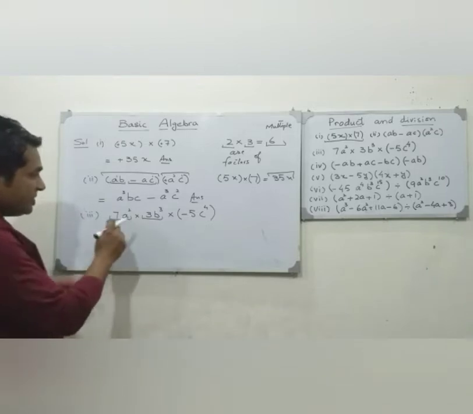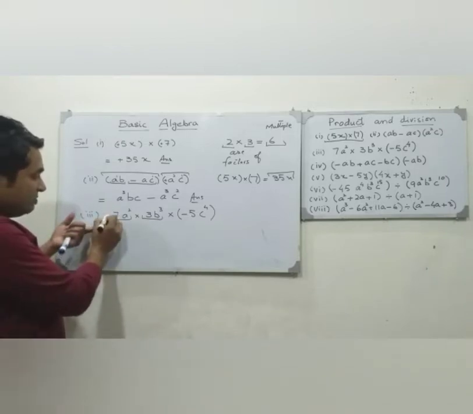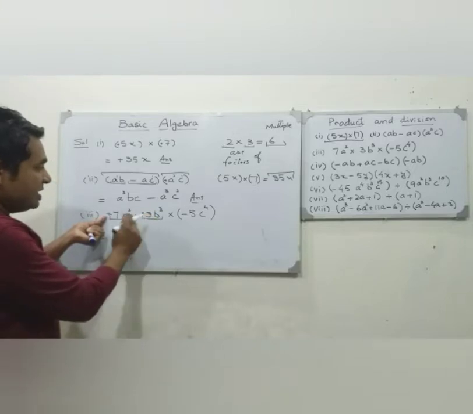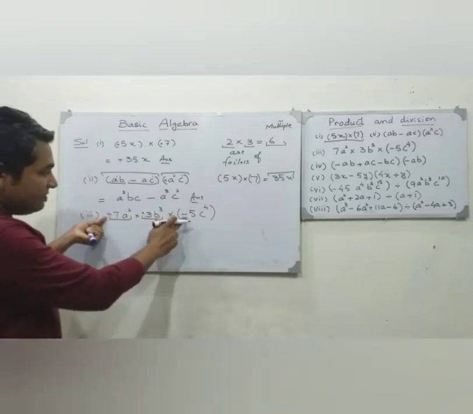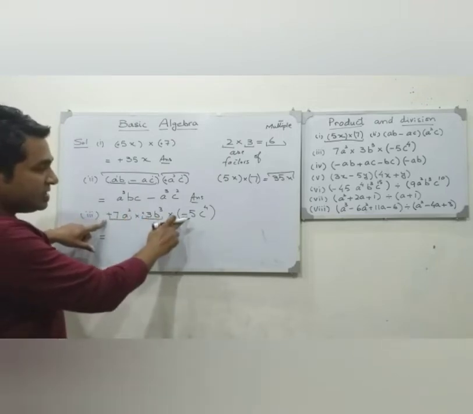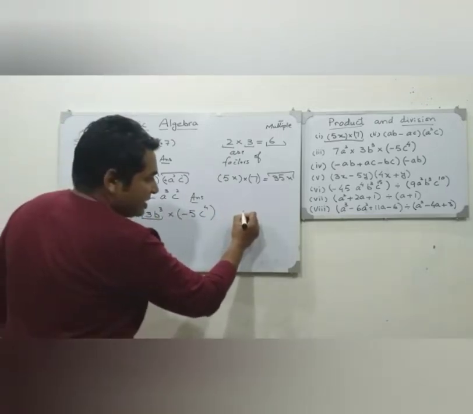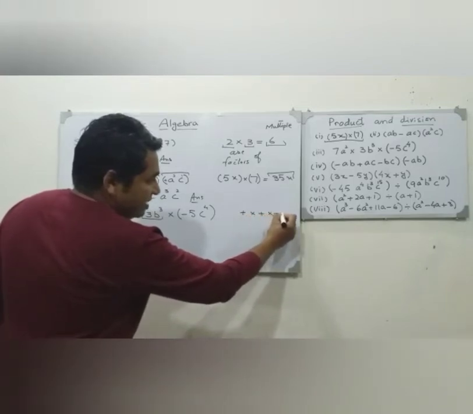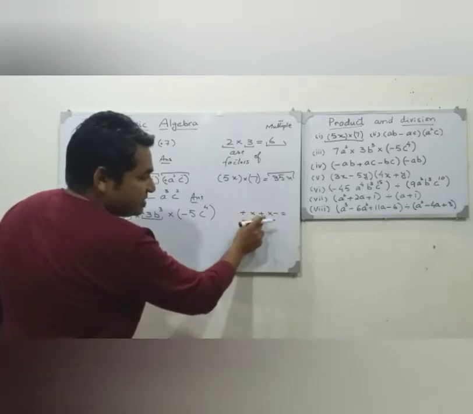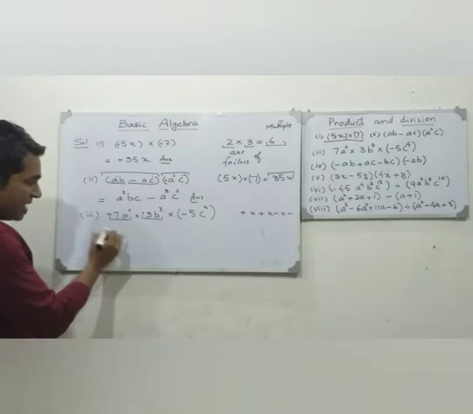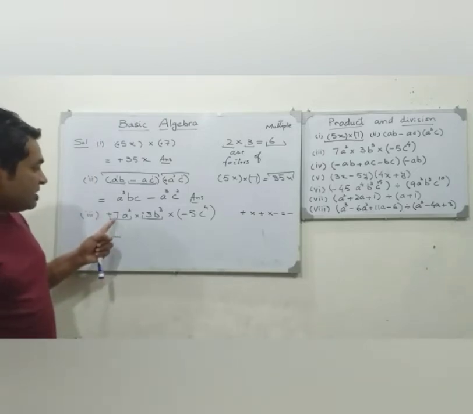We start with the multiplication of the signs. Positive times positive is positive, times negative is negative. So its answer would be minus. Then we multiply the coefficients.